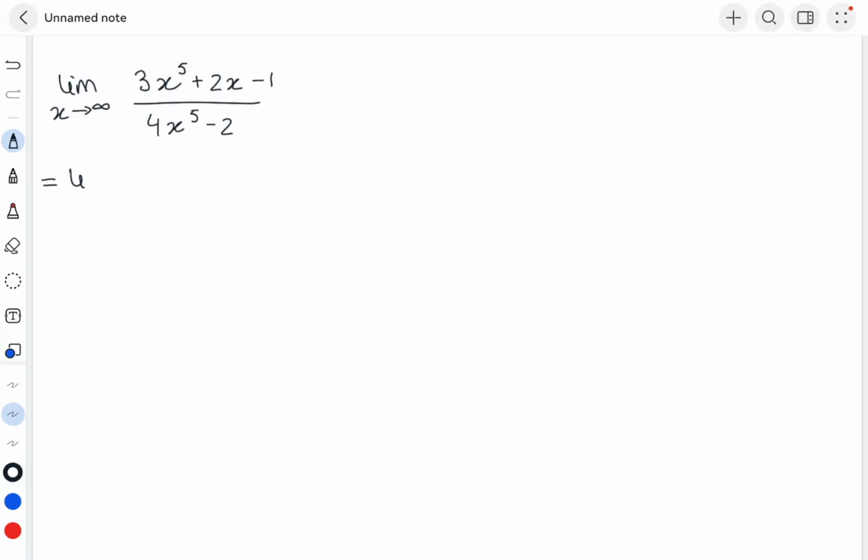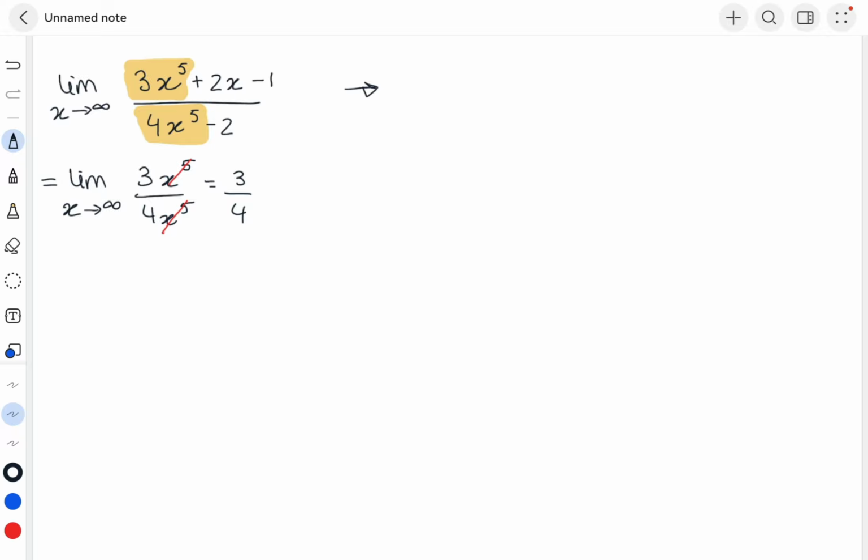If we do the way that we did above, we just care about the highest x power. So here, the highest power in the numerator is 3x power 5, and the highest power in the denominator is 4x power 5. So we'll have 3x power 5 over 4x power 5. And now we can cancel out x power 5 and x power 5. So our final answer will be 3 over 4. This is the quick way that I taught you.